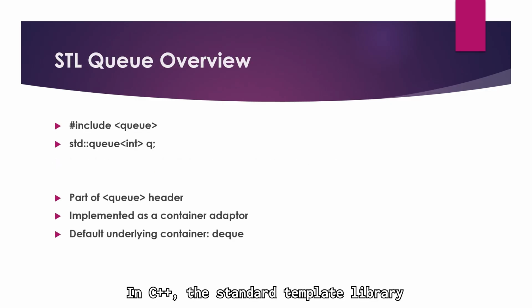In C++, the standard template library gives us a ready-to-use queue container. To use it, we simply include the queue header. The std::queue is implemented as a container adapter, meaning it wraps around another container, typically deque or list, and restricts access to only the operations allowed in a queue. This abstraction allows us to focus on the queue's behavior rather than worrying about how it's implemented internally. And since it's built on top of efficient containers, performance is generally very good for typical use cases.